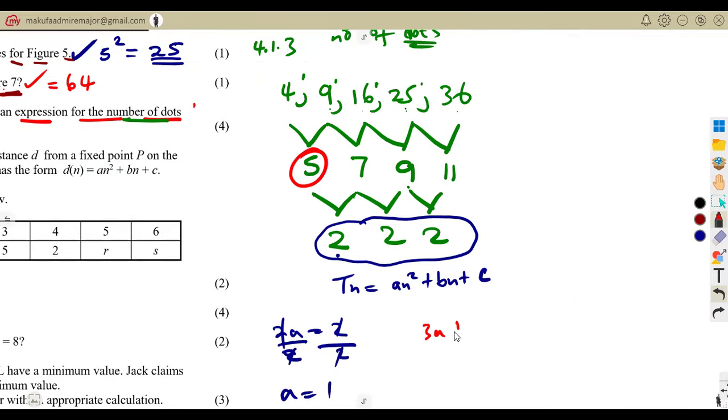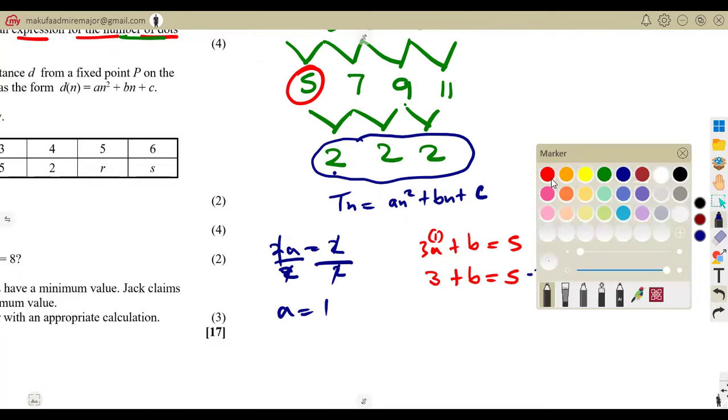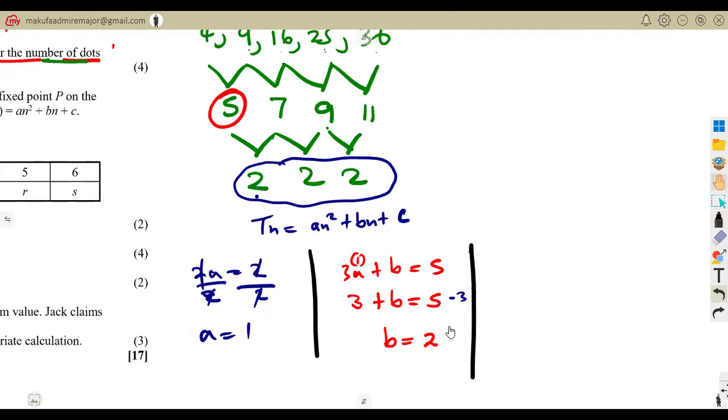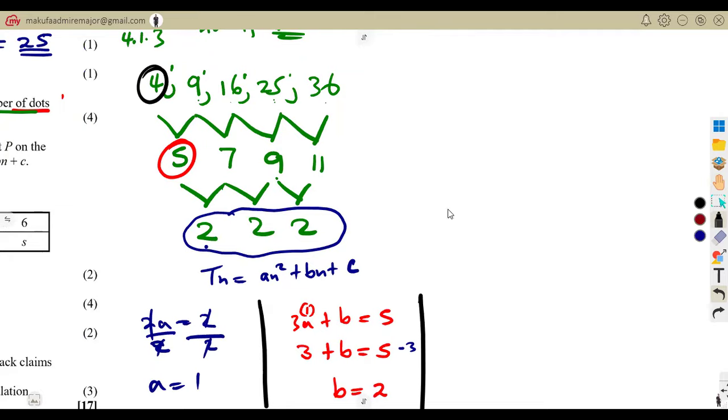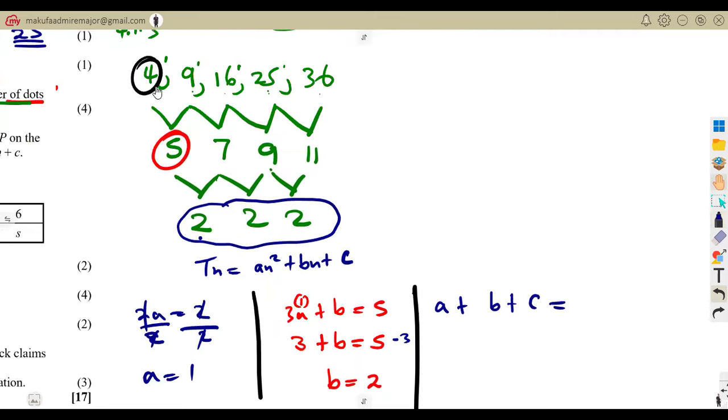What about the value of b? We're going to take 3a plus b, which is equal to 5. Take the 3 to the other side. It'll be a minus there. So b is equal to 5 minus 3, which is 2. All right, so we have the value of a and the value of b. To find the value of c, we equate the first term a plus b plus c to the value that we are given, which is 4.